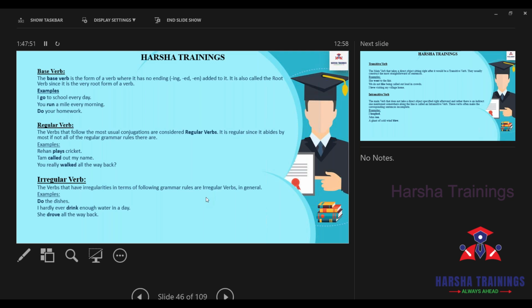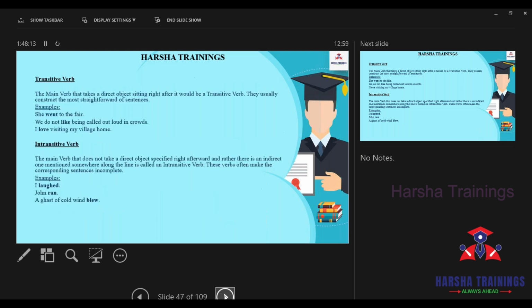Read. Even read. Yes, it becomes read in the past tense, but without the change of the spelling. Only the pronunciation changes, right? So even that is an irregular verb.